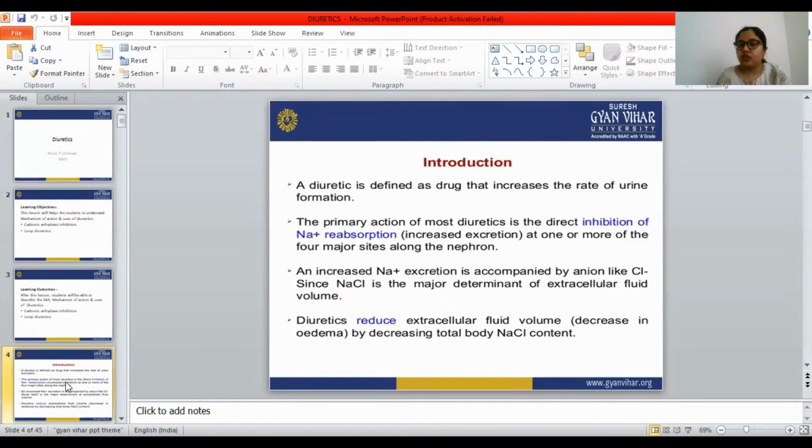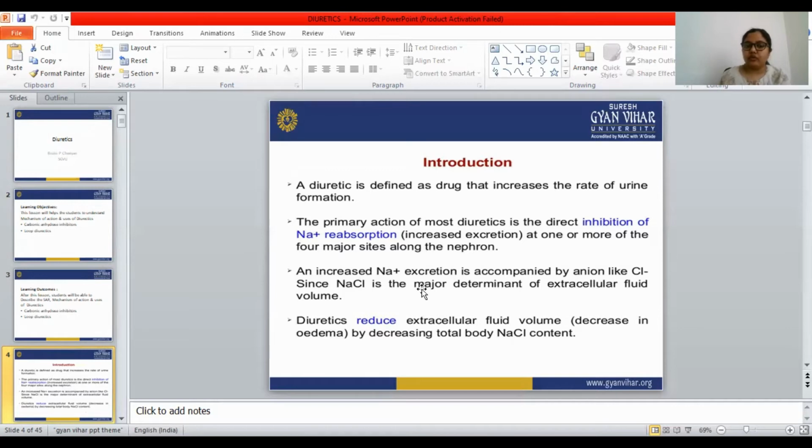So, what are diuretics? A diuretic is defined as a drug that increases the rate of urine formation. The primary action of most diuretics is the direct inhibition of sodium reabsorption, which increases sodium excretion. When sodium reabsorption is inhibited, sodium excretion is increased at one or more of the four major sites along the nephron.